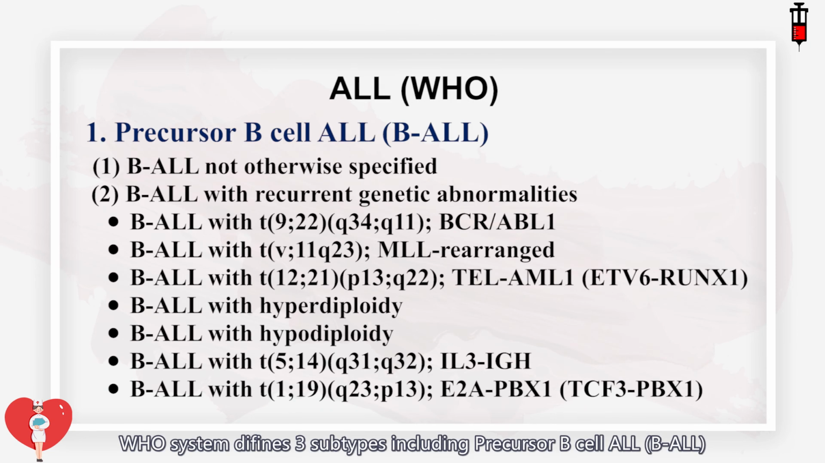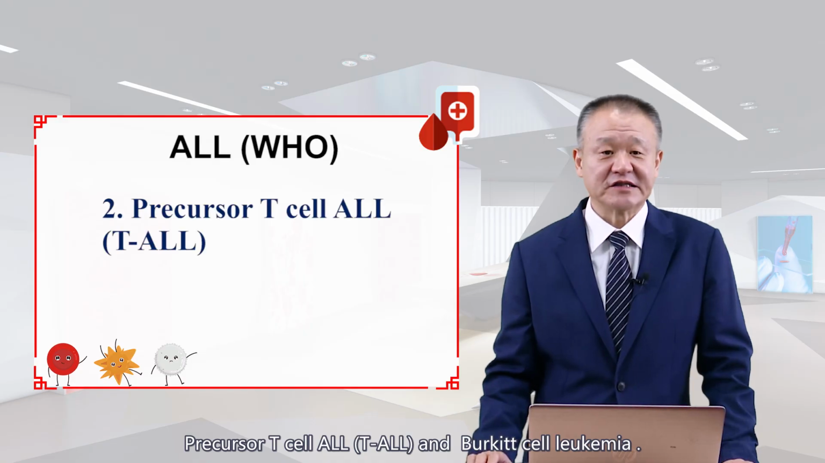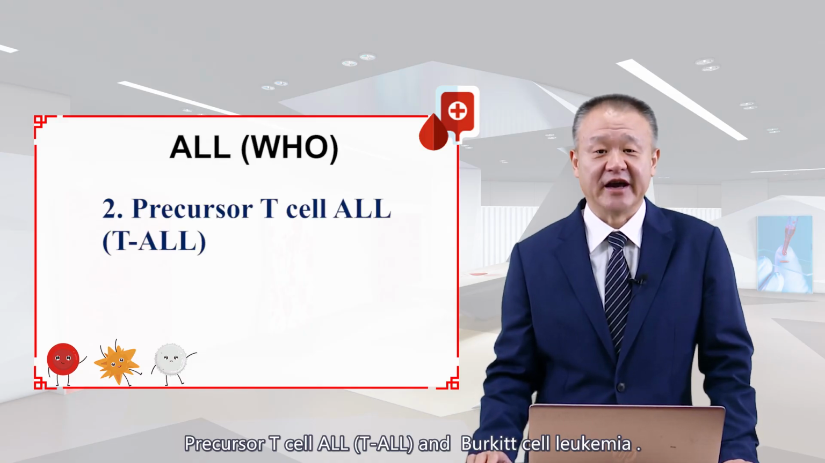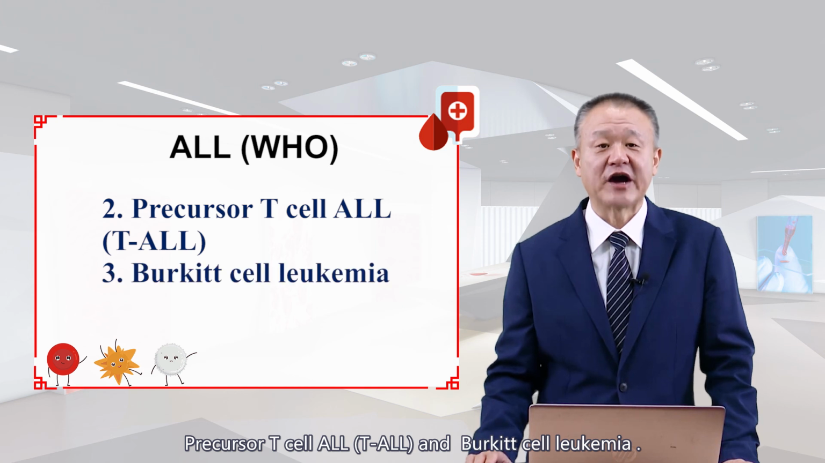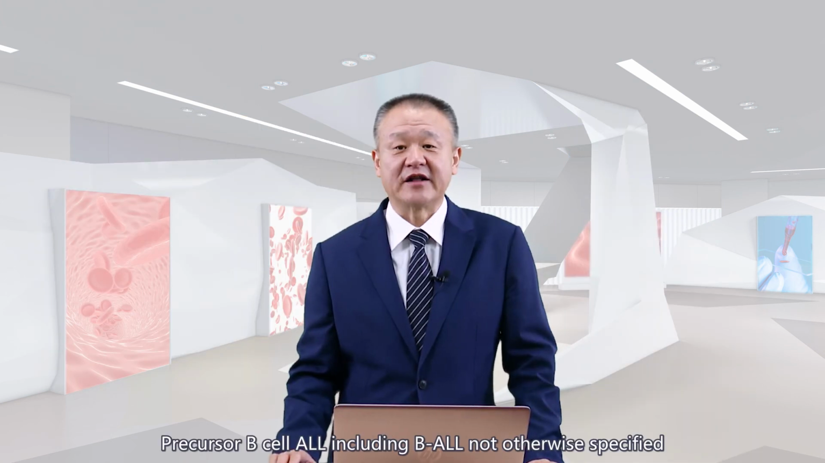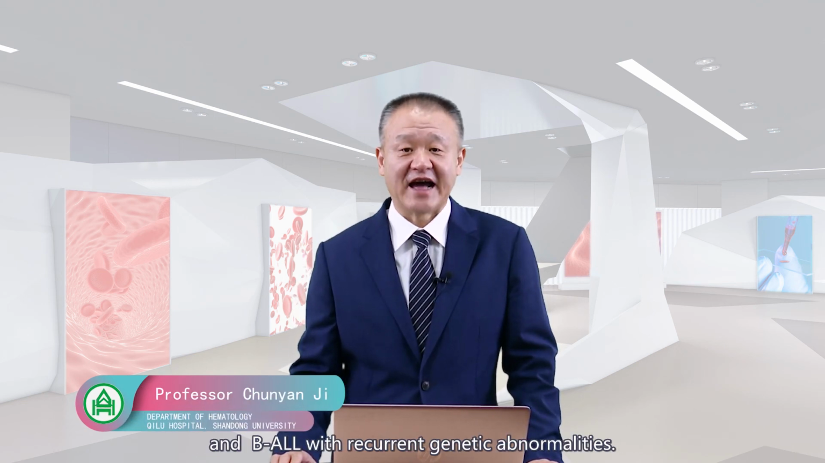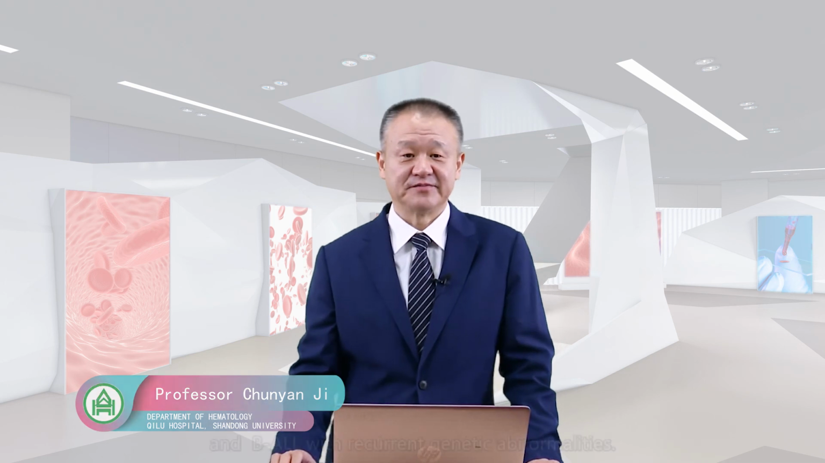The WHO system defines 3 subtypes, including precursor B-cell ALL, which we call B-ALL. Precursor T-cell ALL is T-ALL, and also Burkitt cell leukemia. Precursor B-cell ALL includes B-ALL not otherwise specified, and B-ALL with recurrent genetic abnormalities.